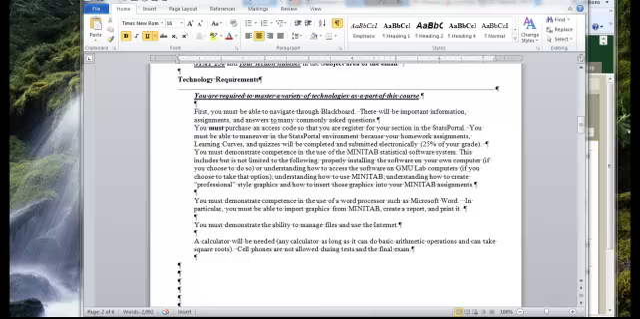You'll also need a calculator. It doesn't have to be a heavy-duty one. All it needs to do is arithmetic operations and square roots, and you should be fine.